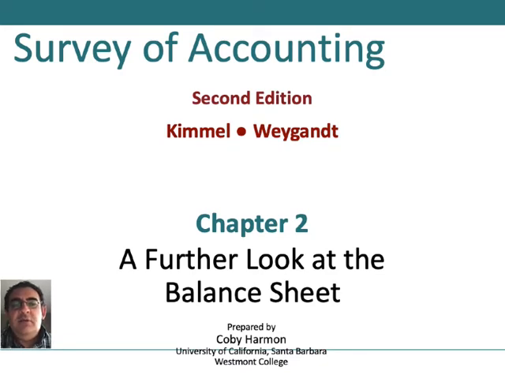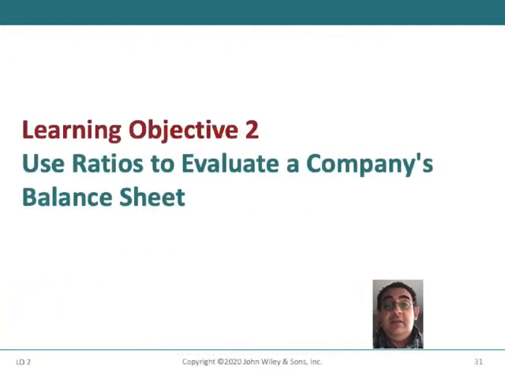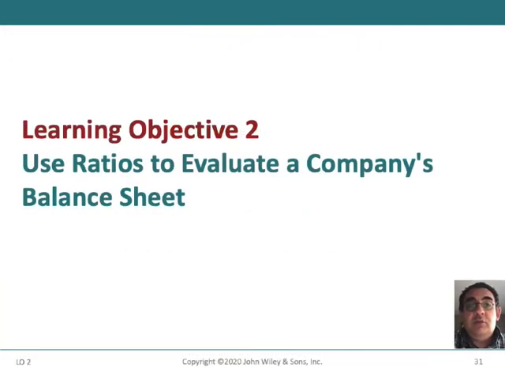This is the second of two videos for Chapter 2, and in this video, we'll look at Learning Objective 2, which is to use ratios to evaluate a company's balance sheet. Now, this is going to be a light introduction to the use of ratios. We'll get into ratios in more detail around Chapter 10, but this is as good a place as any to start.